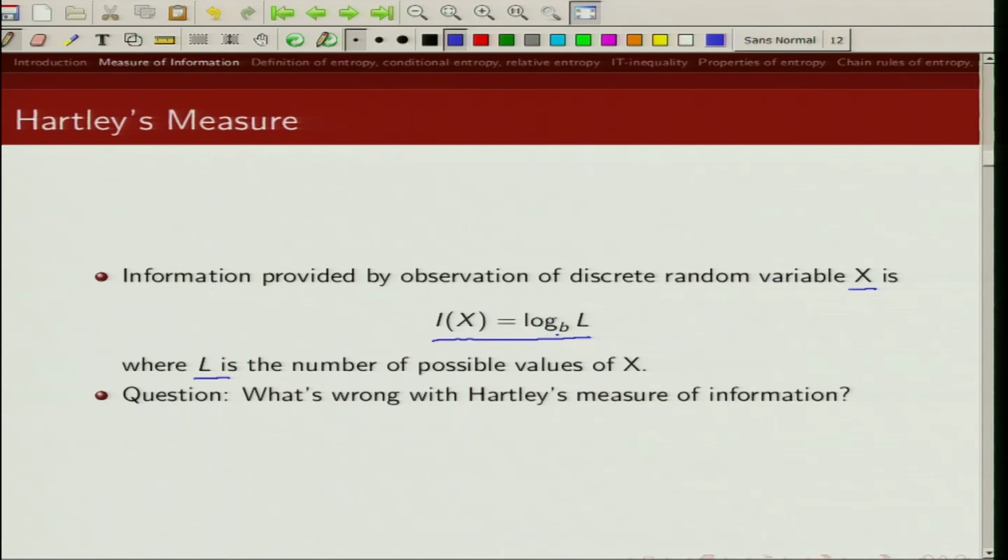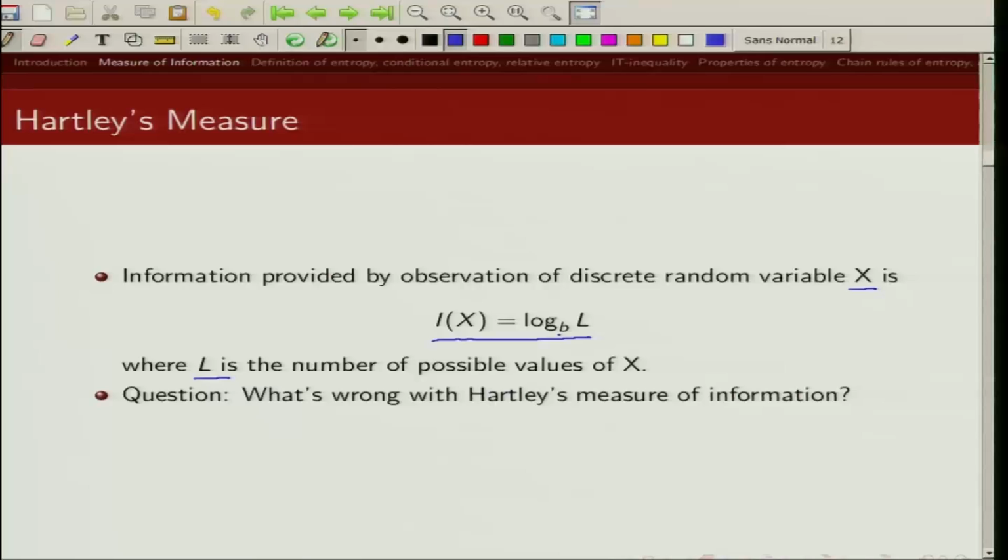The base B determines the units of information. If B is 2, we define information in terms of bits. If it is natural log, we define it in terms of nats. Now note here, Hartley was able to recognize that to have information, a random variable should have multiple possible values. So something which is predictable, something which has a known value, does not convey any information.